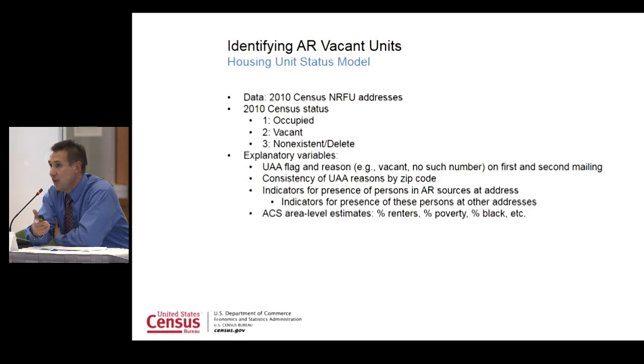Our key variables, and these are just some examples, the paper, the attachment, has the full list of variables which we are currently using, are the UAA flags and the reasons for the first and the second mailing. The first mailing had an in-home delivery of about March 23rd. The second had an in-mail delivery around April 1st, and Census Day is April 1st. So we put that in there.